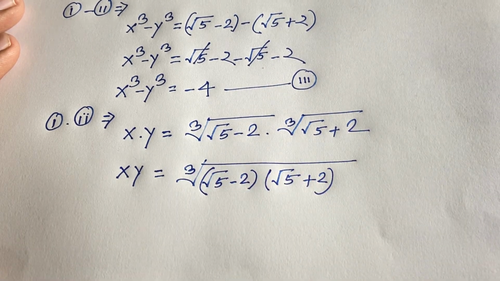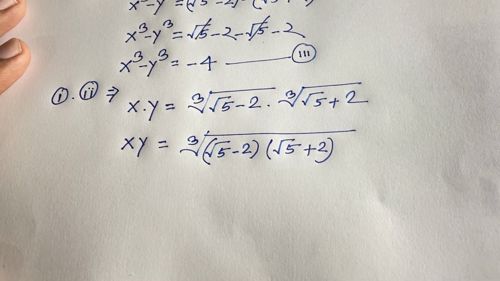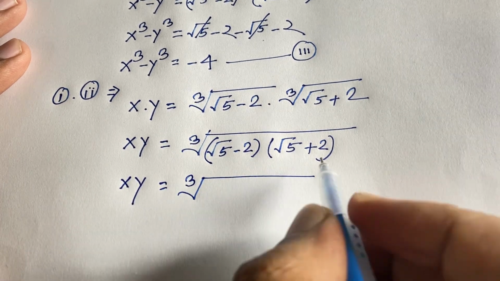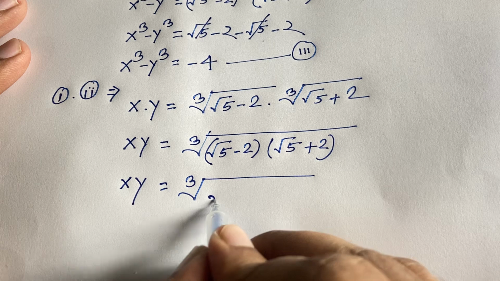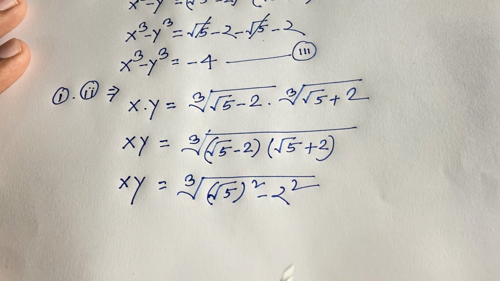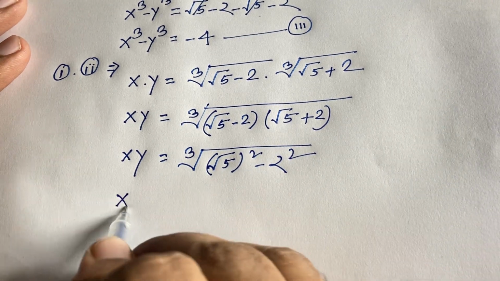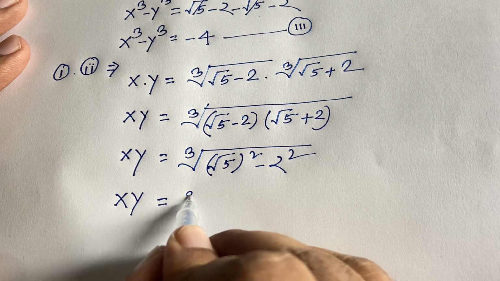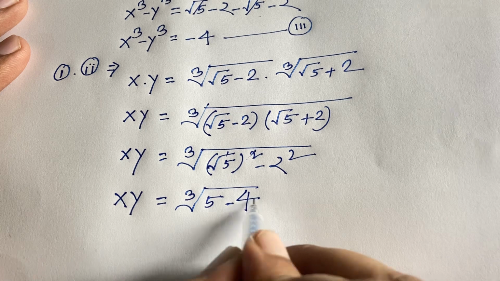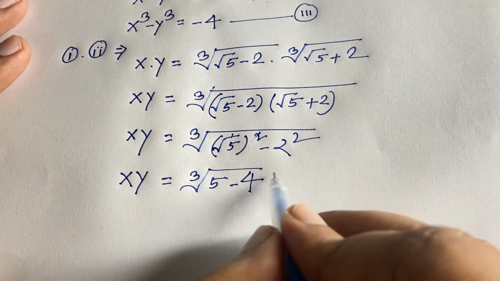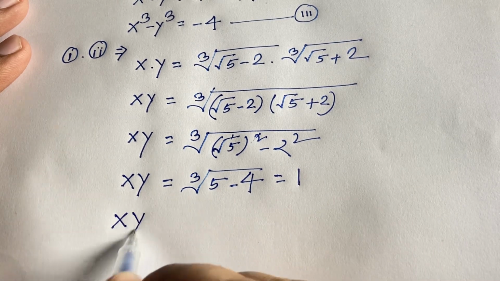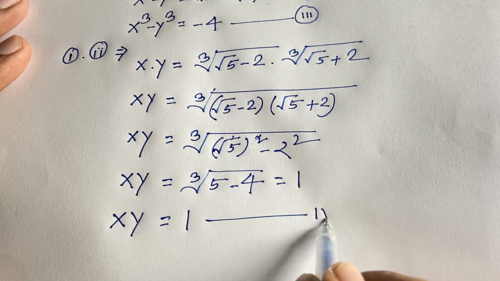So we'll find xy is the cube root of, using a plus b times a minus b equals a squared minus b squared, square root 5 whole squared minus 2 squared, where b is 2. So this becomes xy equal to the cube root of, the square root is cancelled, 5 minus 4, which is 1. The cube root of 1 is 1. So we'll find xy is 1. This is our fourth equation.